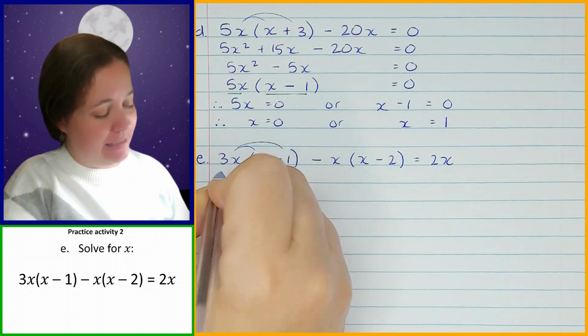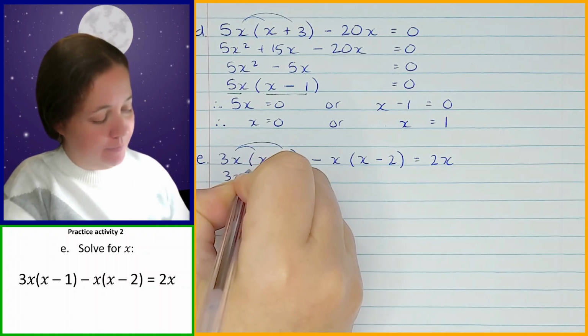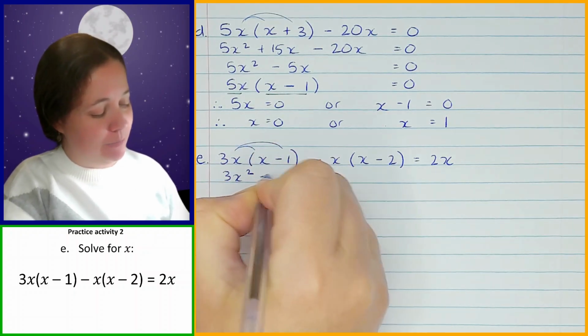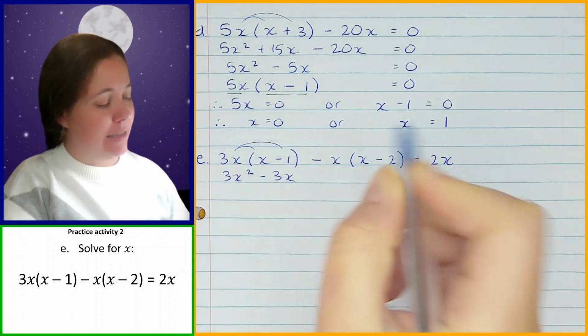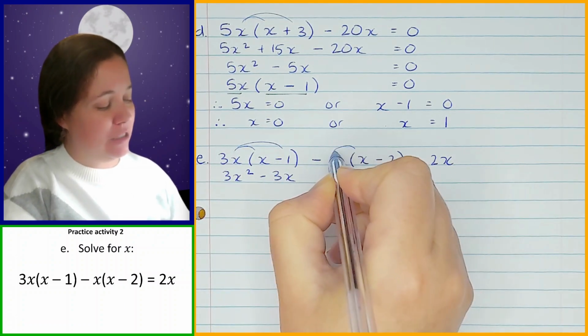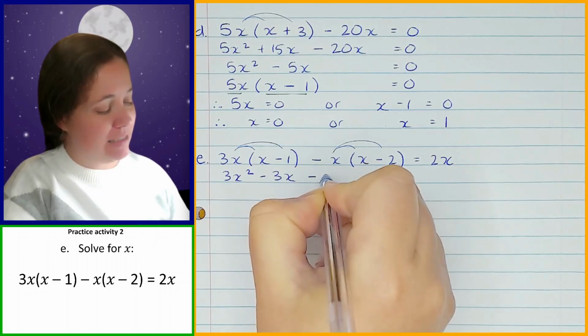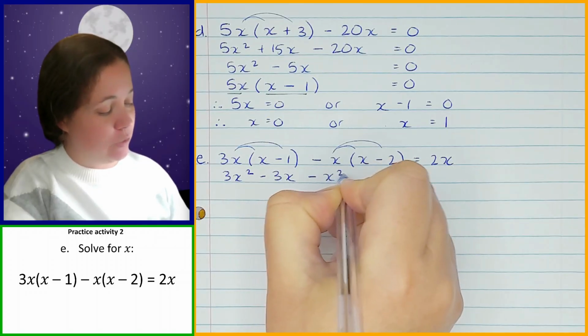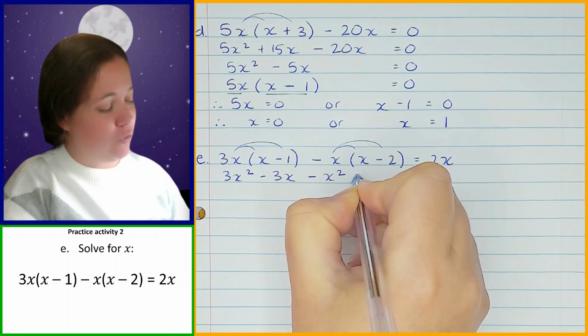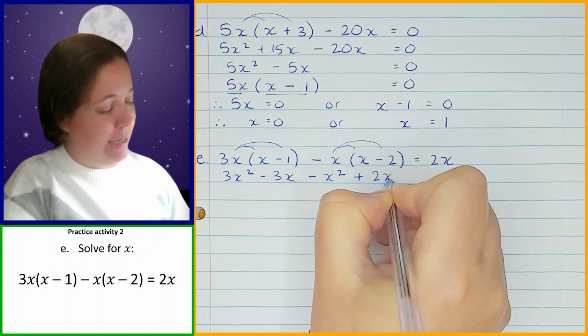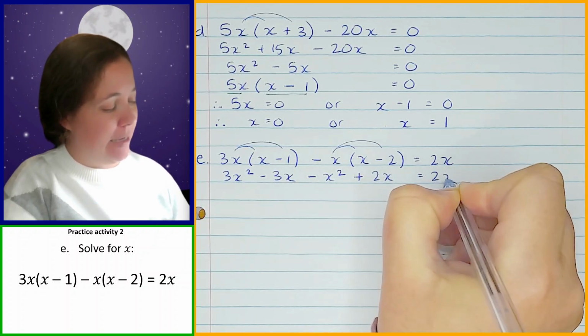So 3x times x is 3x squared. And 3x times negative 1 is minus 3x. Then over here, I'm going to multiply the negative x into these brackets over here. So I have negative x times x is negative x squared. And negative x times negative 2 is positive 2x equals 2x.